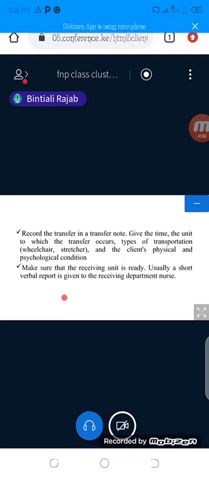Make sure that the receiving unit is ready. It is usually important that you call that ward. If you are in ward A and you're transferring a patient to ward B, call and tell them, we have a patient that we're transferring to your ward. Please make arrangements. Why? Because some of these patients may have worsened in their condition. You are transferring them from your ward to the ICU.